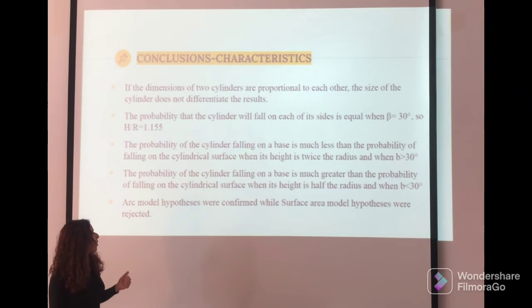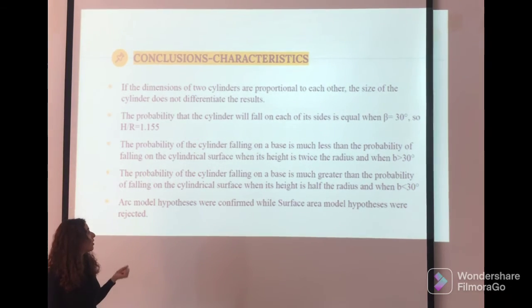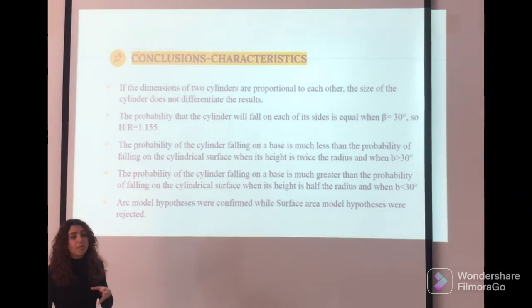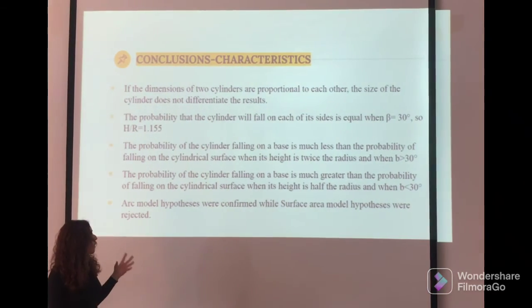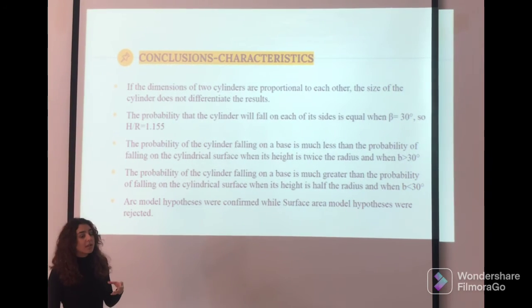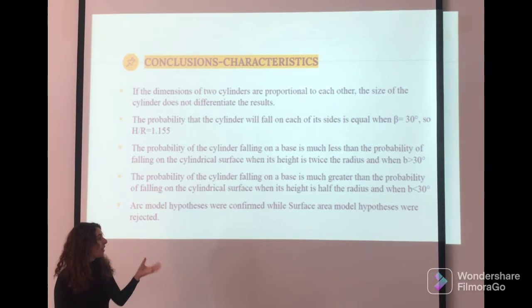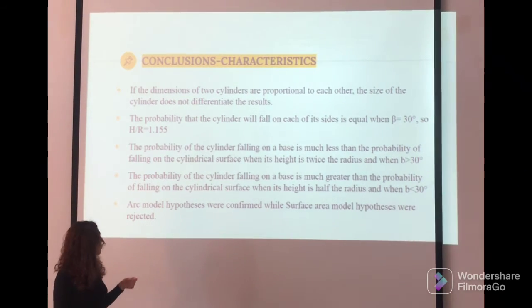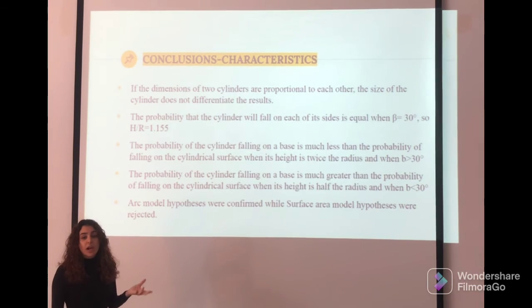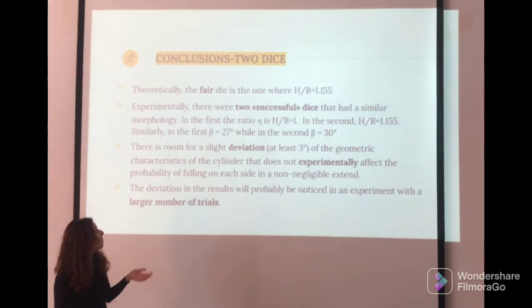In the third experiment, we showed that the probability of the cylinder falling on the base is much less than the probability of falling on the cylindrical surface when the angle B is greater than 30. And in experiment 4, we showed that the probability of the cylinder falling on the base is much greater than falling on the cylindrical surface when the angle B is less than 30 and when the height is half the radius. So, the arc model hypotheses are confirmed and the surface area model hypotheses are rejected.